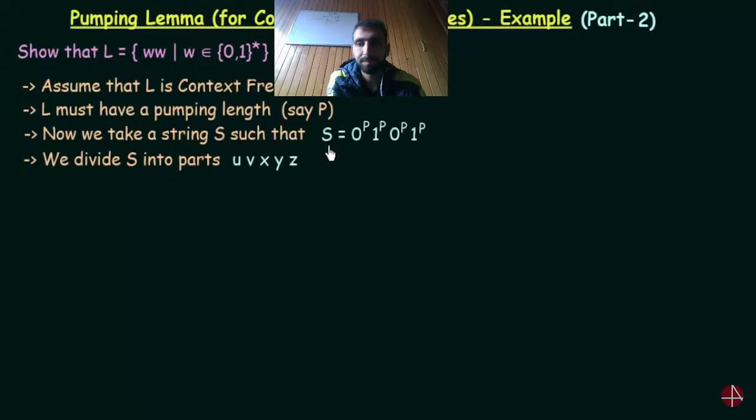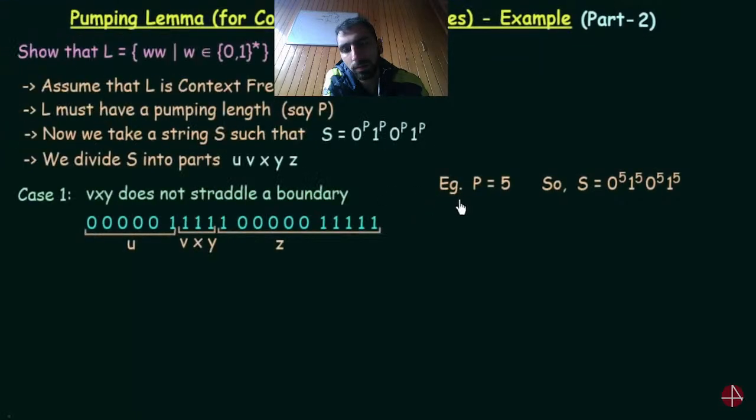So we have this string S, and now we have to divide our string S into parts u, v, x, y, and z. Let's see what are the possible ways in which we can divide it. Alright, so first we will take our pumping length P as 5. So if P is equal to 5, then we have 0 power 5, 1 power 5, and so on. This is how my string looks: 5 zeros followed by 5 ones followed by 5 zeros and 5 ones.